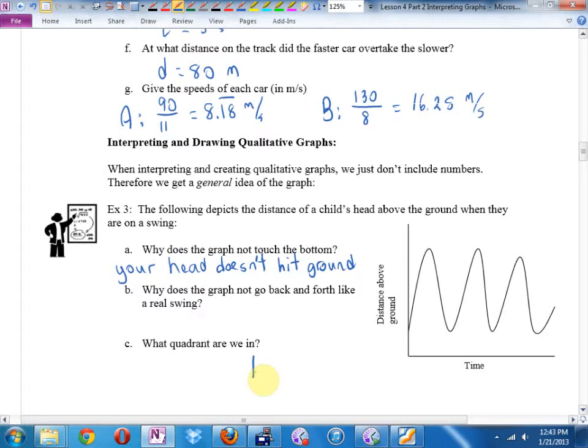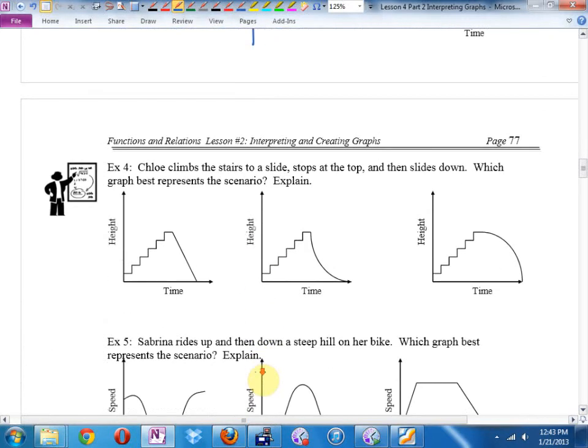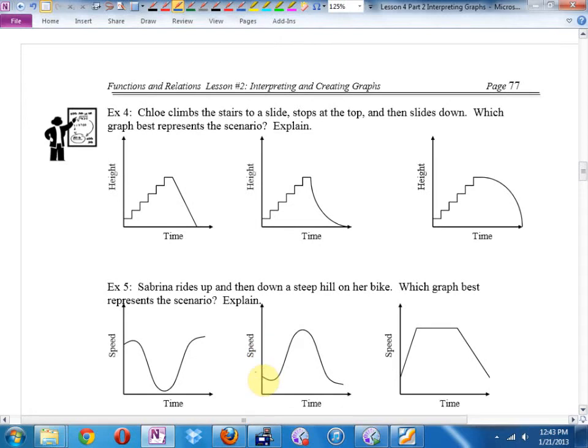So B, I gave you the answer. We didn't write it down because it's a long answer, but hopefully you understand. Turn the page. Put your pencils down. Look up.